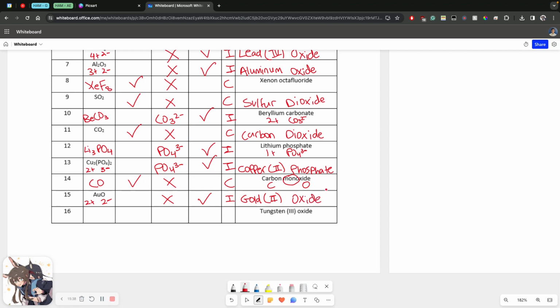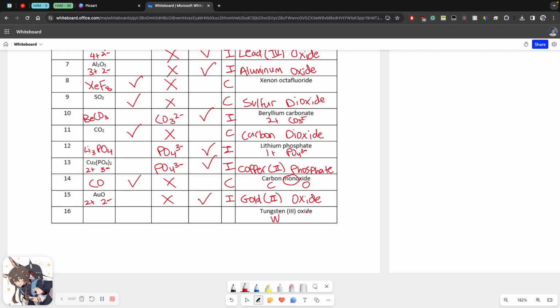All right, and then let's move on to 16. Tungsten oxide, tungsten 3 oxide. We know that based on this parentheses, tungsten is a transition metal. And strangely enough, tungsten does not have a T in its formula name. It's instead W as in number 74 on your periodic table.